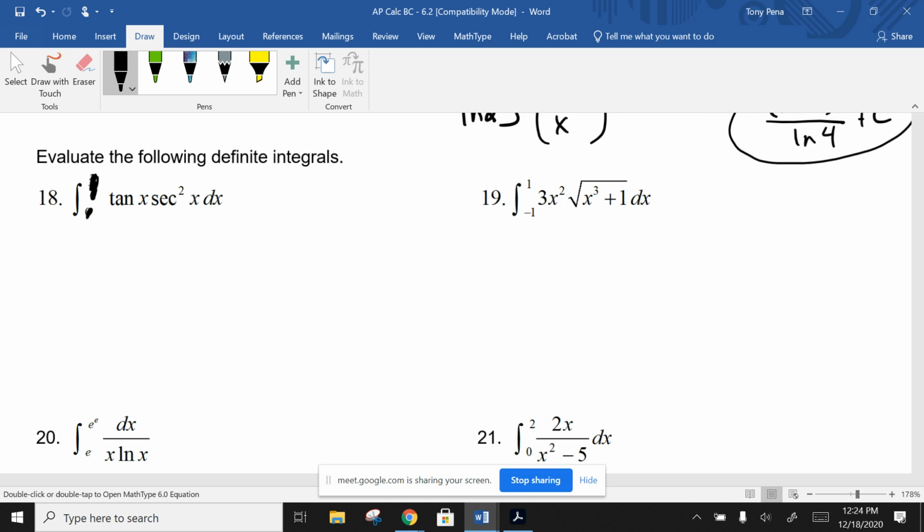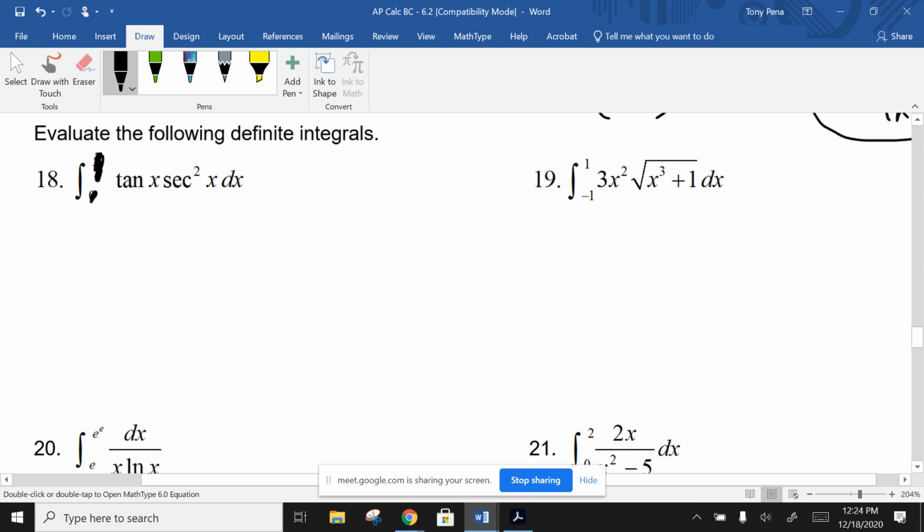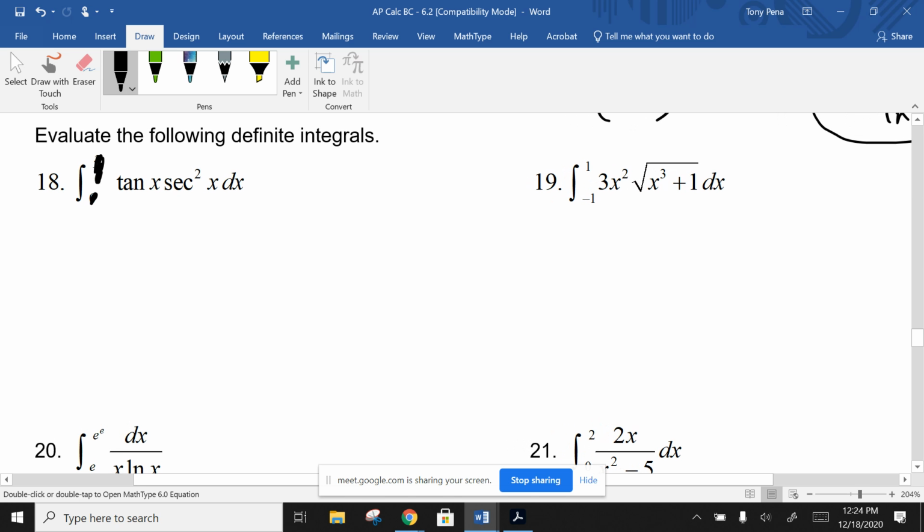Do your derivative. These will start out the same way the first 17 problems would have started out. But don't go too far. Oh, what am I doing?